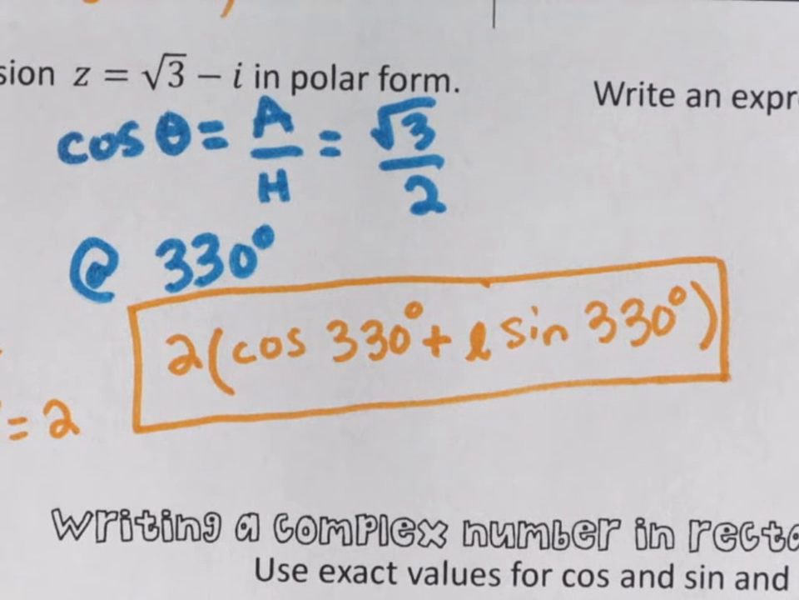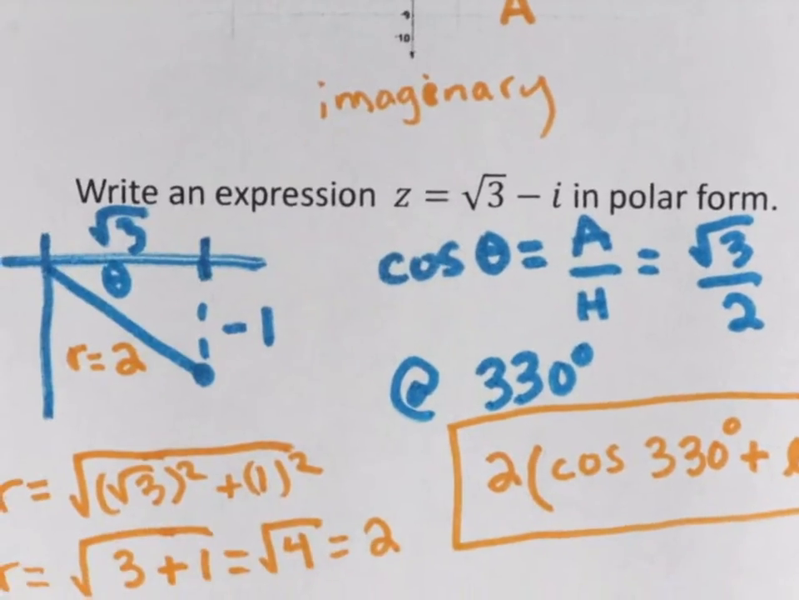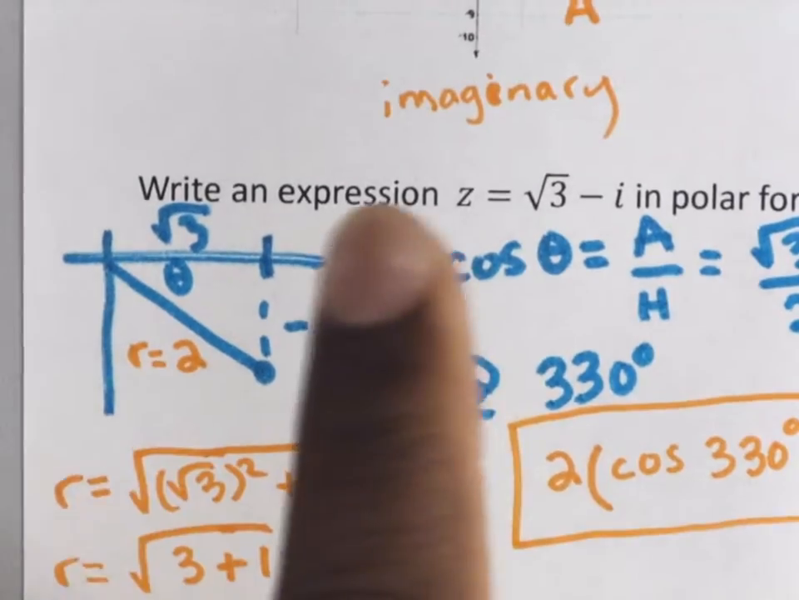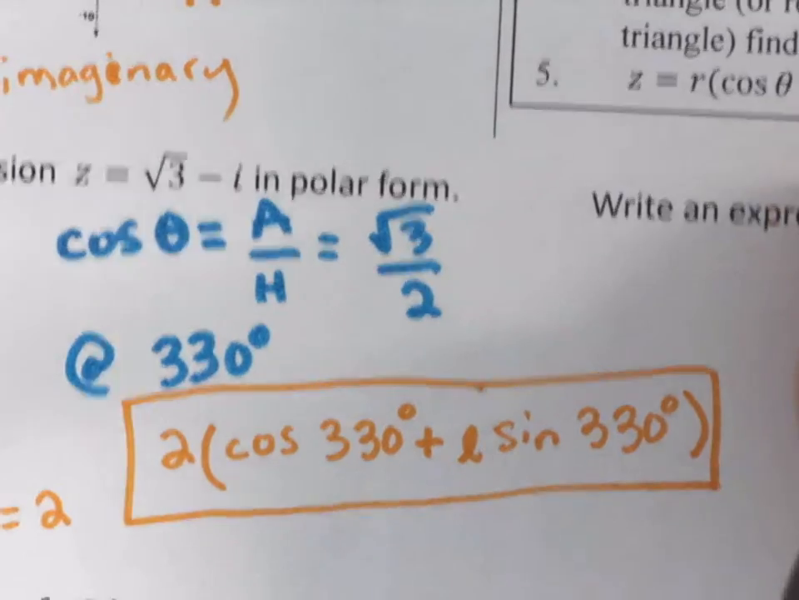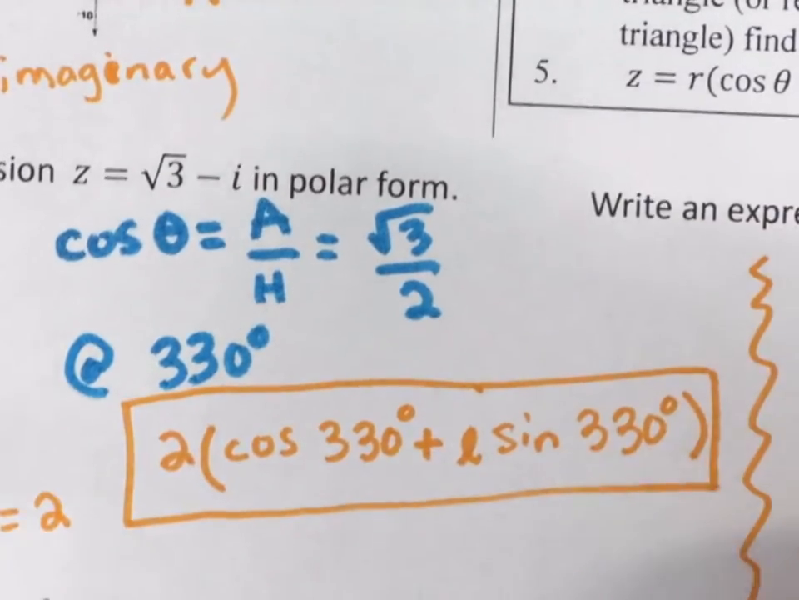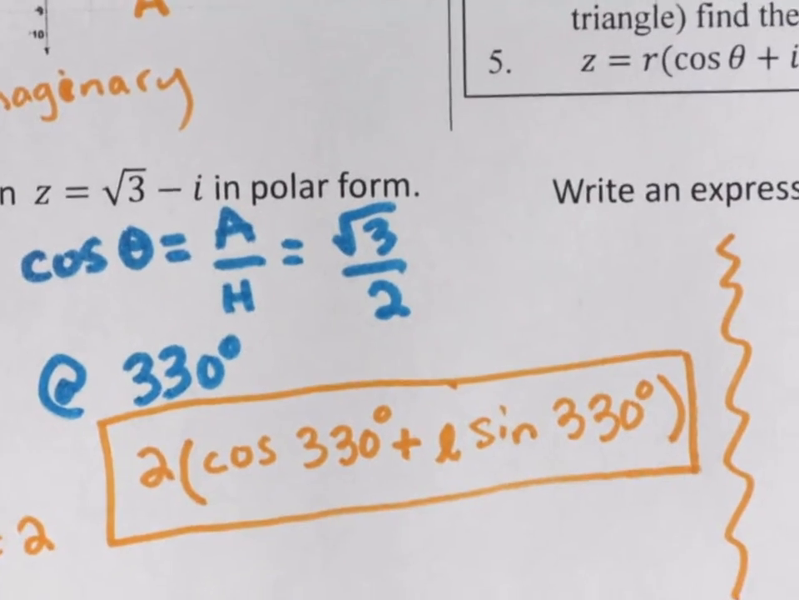So that's the polar form? How did you get 330 degrees? Oh, no, I see, because it's supposed to be the 4th quadrant, right? Yep. Okay. Any other questions?